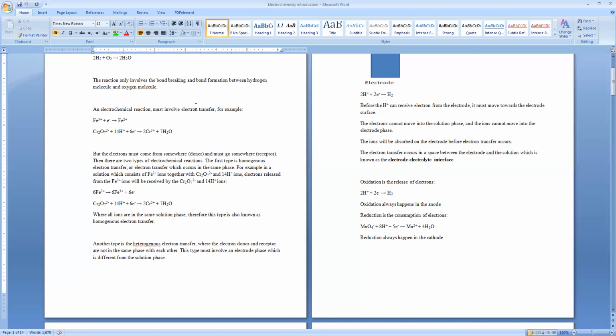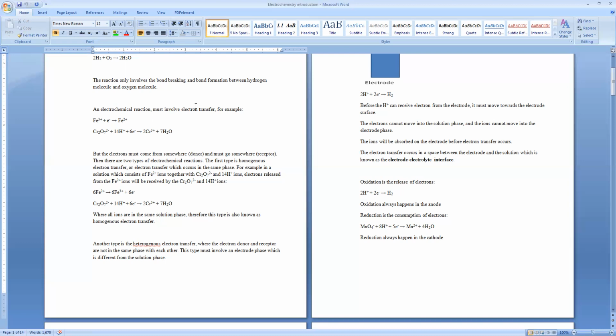So these electrons must come from somewhere, a donor, and must go somewhere, because things do not come from nothing. It must come from somewhere and it must go to somewhere. So there are two types of electrochemical reaction with respect to where the electrons are coming from and where the electrons are going to.